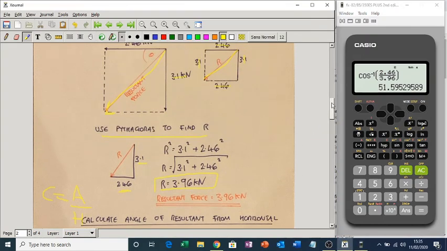Which means the angle in there is about 51.6 degrees, or 52, whatever you want to say, 51.6 degrees. So the resultant force is 3.96 at 51.6 from that horizontal.